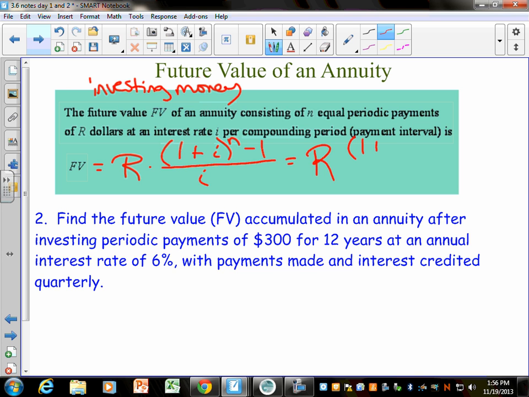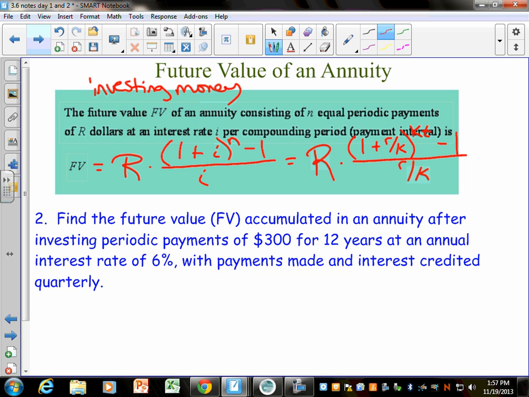1 plus R over K, where R is your interest rate, K is the number of times per year, and N is K times T, just like yesterday, minus 1, all divided by R over K. And that one kind of looks worse. I can see why the book uses this because it looks a lot nicer, but I feel like when I see this formula, I know what all those letters mean more than I, which makes me think of imaginary numbers.